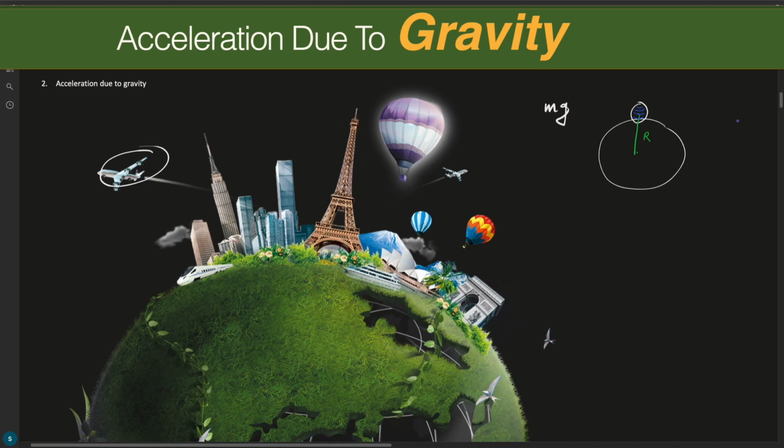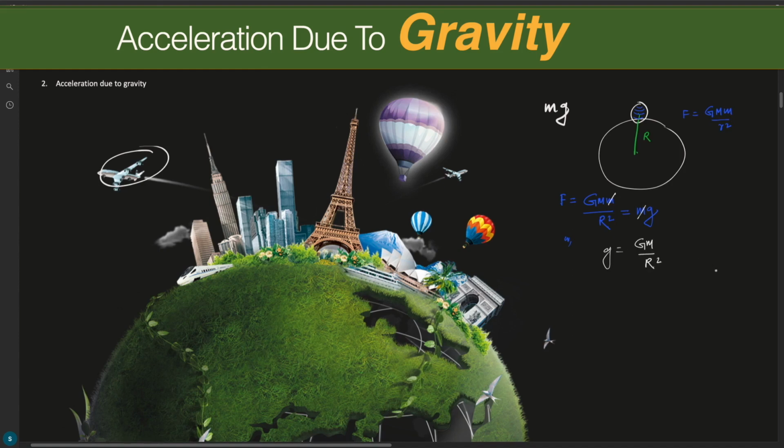So what is that force? From the formula of Newton's law of gravity, we know that the force is equal to G capital M small m by r square. Now here, what will be the r? R will be the radius of the earth, and this is exactly equal to the weight of the object, that is the force experienced by the object due to the earth. If we simplify this equation, the m gets cancelled from both sides, and g is equal to GM by capital R square.